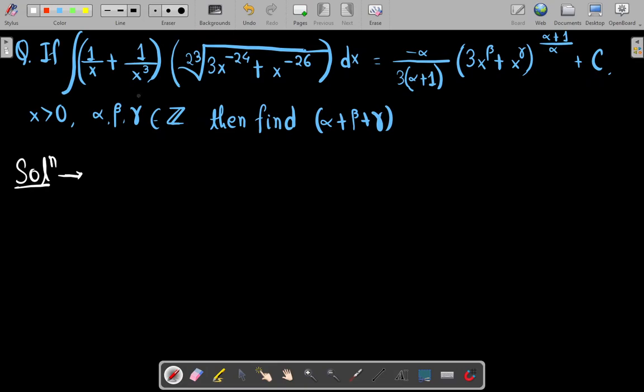And if the result of this integral is of the form minus alpha upon 3 times alpha plus 1, times the product of 3x raised to the power beta plus x raised to the power gamma, whole raised to the power alpha plus 1 upon alpha, plus c, where x is a positive real number and alpha, beta, gamma are all integers, then we are asked to find the value of alpha plus beta plus gamma, right?